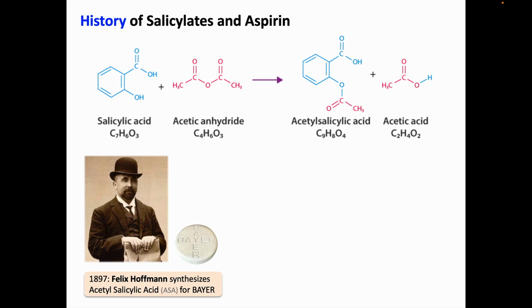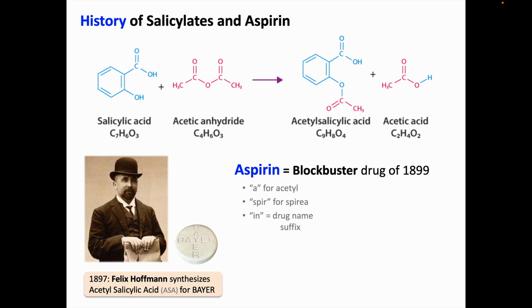In 1897, Felix Hoffmann, who was working for Bayer, a major German drug manufacturer, developed a feasible method for mass production of an acetylated form of salicylate, acetyl salicylic acid, or ASA. It's been reported that Hoffmann wanted to create a salicylate derivative that had less GI toxicity, which is kind of ironic in retrospect given how we look upon it now as having fairly prominent adverse GI effects. The resulting drug was named aspirin, with the letter A standing for acetyl, followed by SPIR from Spirea, the genus name for meadowsweet, and ending with in, which was a common drug name suffix at the time. And it was the blockbuster drug of 1899 when it was commercially released.